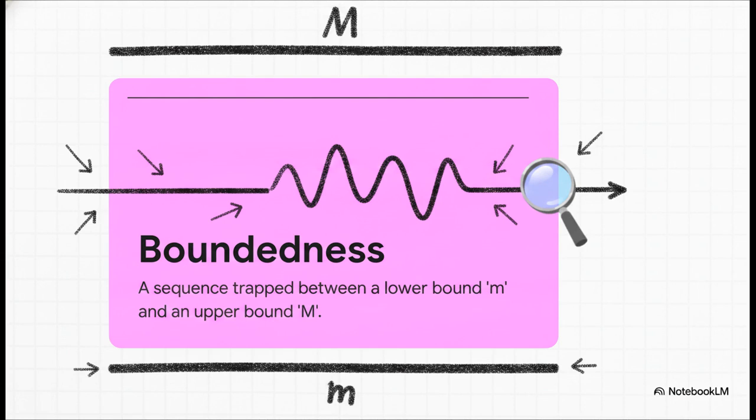You can think of this like an invisible mathematical ceiling and floor. If a sequence has an upper bound, M, it never breaks through that ceiling. If it has a lower bound, m, it never drops below that floor. And if it has both, we say the sequence is fully bounded, meaning it's completely trapped within that specific vertical space.